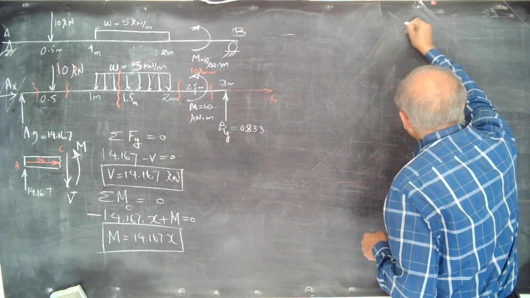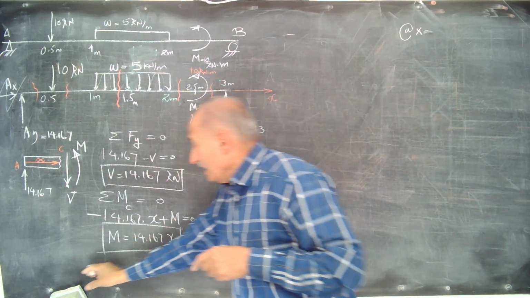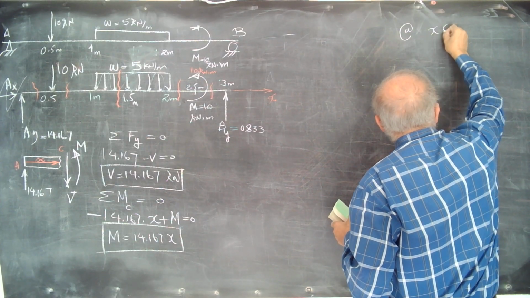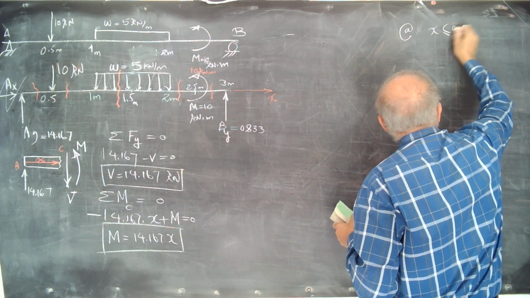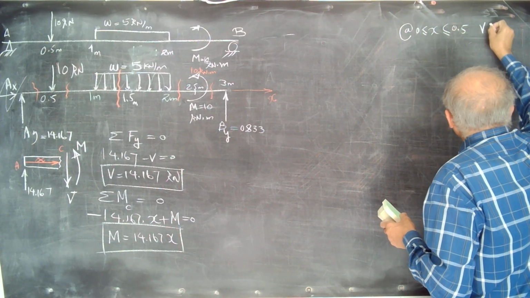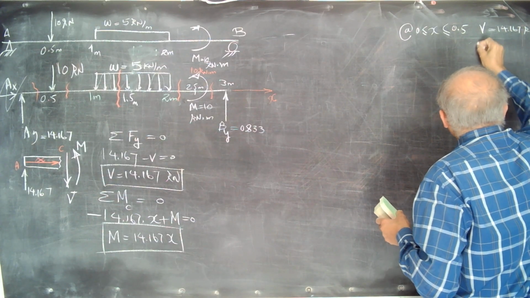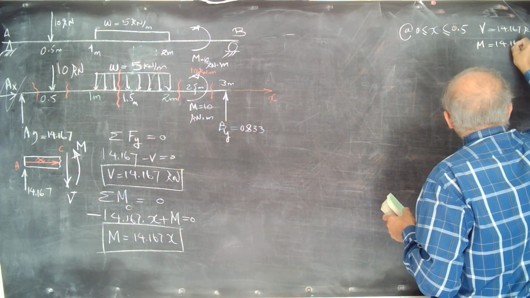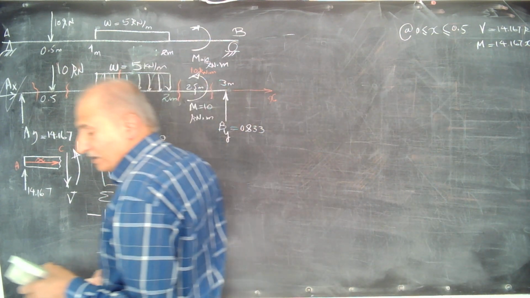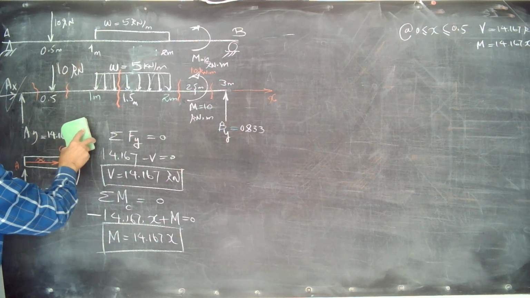We say X is in the range between 0 and 0.5. We got this one: V is equal to 14.167 kilonewton, and M is equal to 14.167 x. It is a linear equation, first degree. Let's go for the other part.